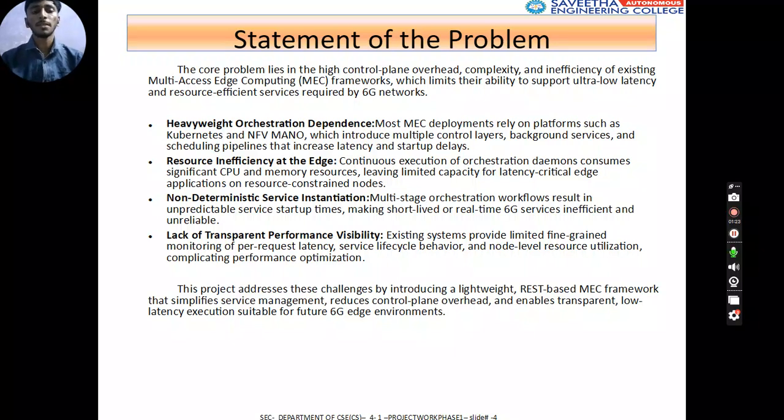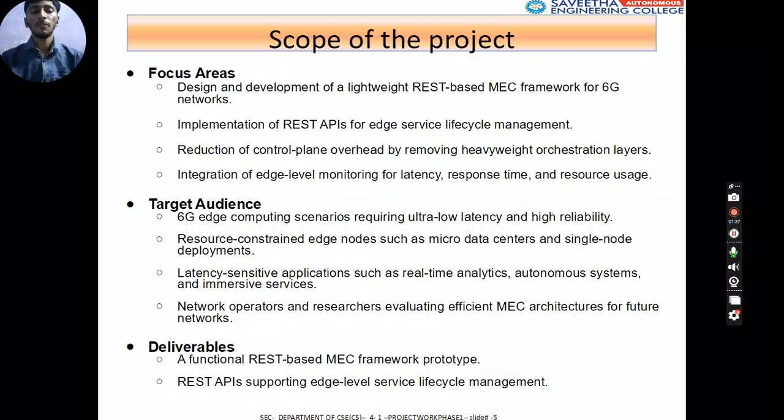The statement of the problem is to reduce heavyweight orchestration dependencies and resource inefficiency at the edge, non-deterministic service instantiation, and lack of transparent performance visibility. The focus areas: to design and develop a lightweight REST-based MEC framework for future 6G networks. We are implementing REST APIs for edge service lifecycle management, reduction of control plane overhead by removing heavyweight orchestration layers, and integration of edge-level monitoring for latency, response time, and resource usage.